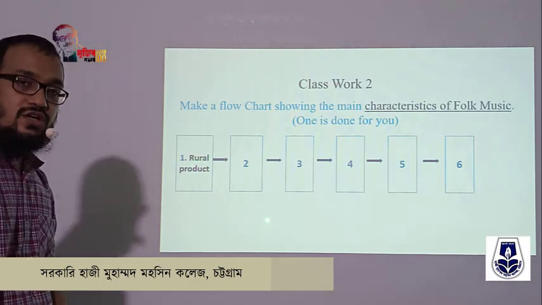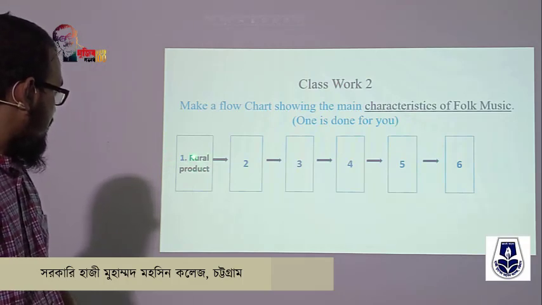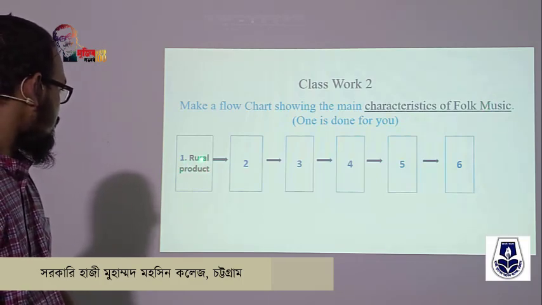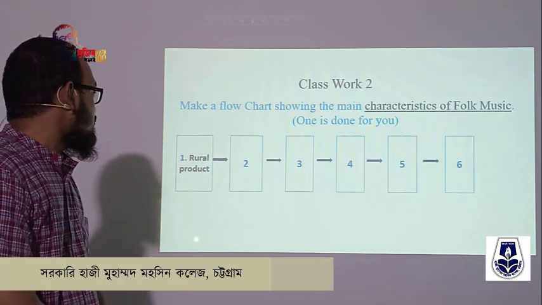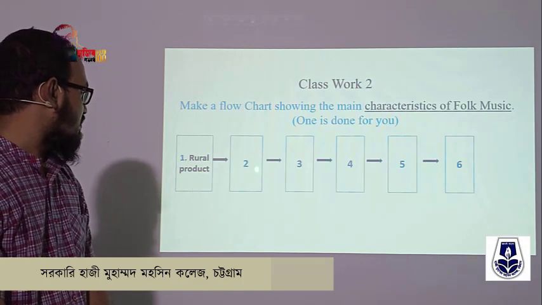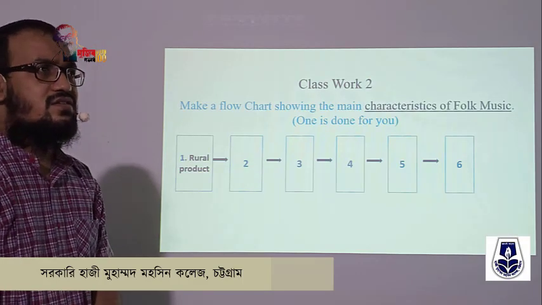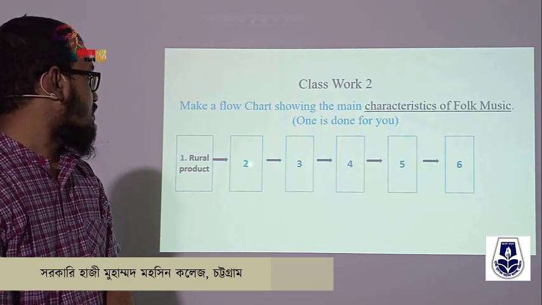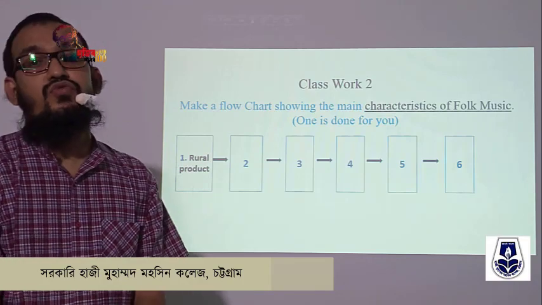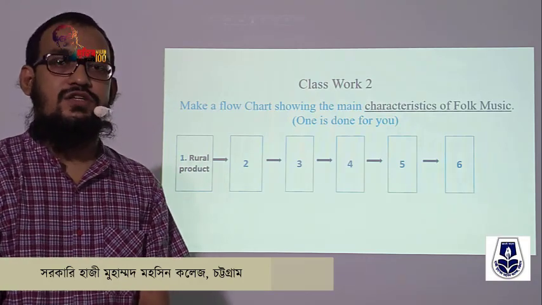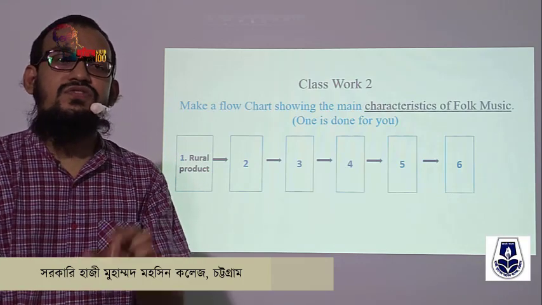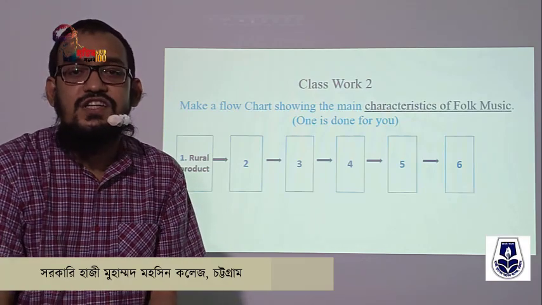And to write the flowchart, you have to follow these things. Here, the first characteristic of folk song is mentioned like that: rural product. Folk music is a rural product. Then I can give you a sample answer for the second one. You can write: use of local dialect. One thing we have to keep in mind is that we cannot use punctuation marks in the boxes of a flowchart, and we cannot use full sentences. We have to use only information or incomplete sentence structures.